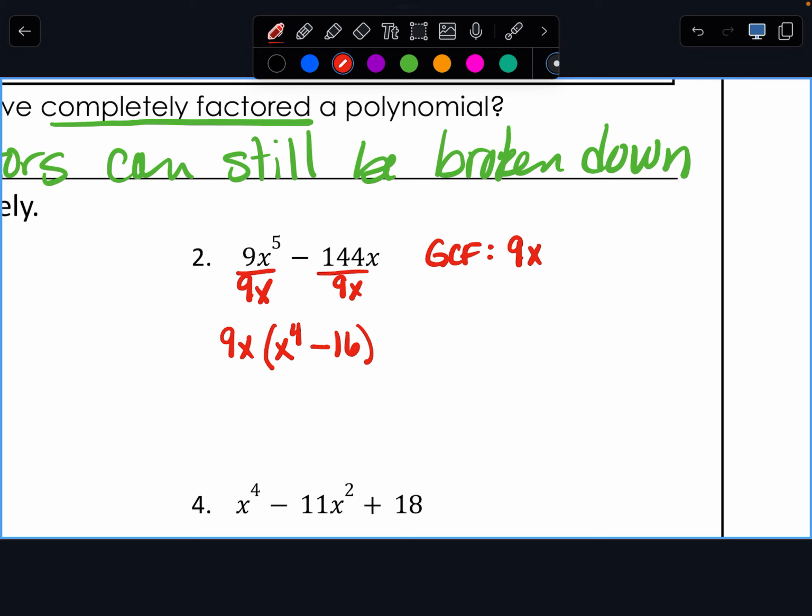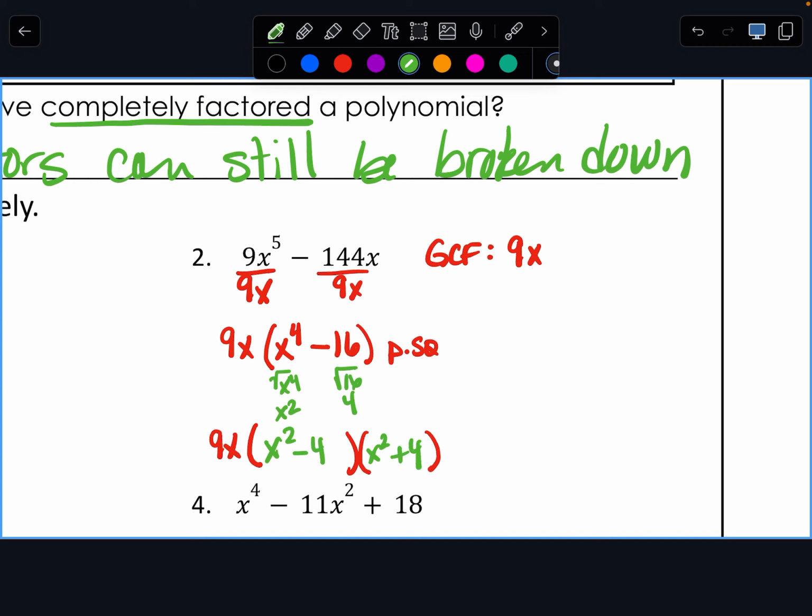These are perfect squares. That's a perfect square. So then I can bring the 9x down here. And when I take the square root of x to the 4th, that's x squared. And the square root of 16 is 4. So then we get x squared minus 4, x squared plus 4.